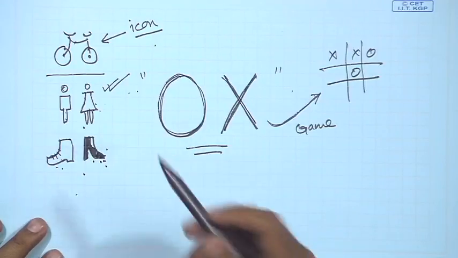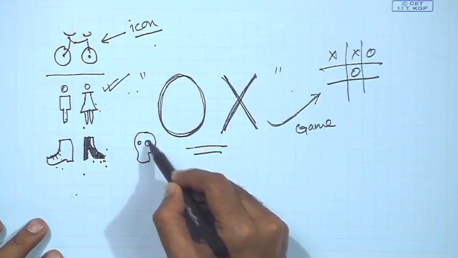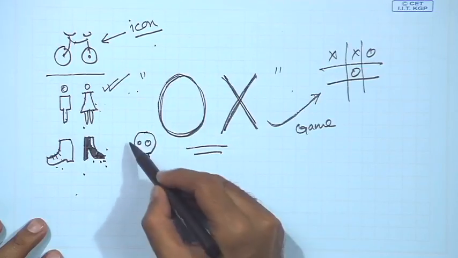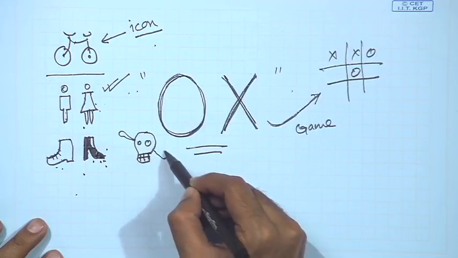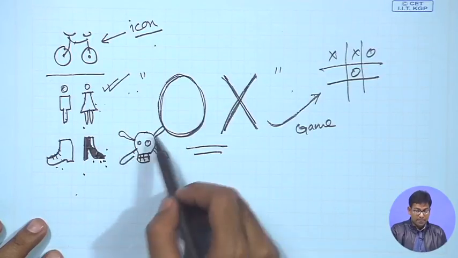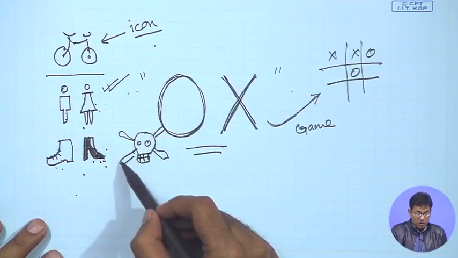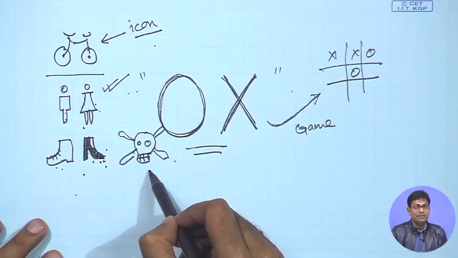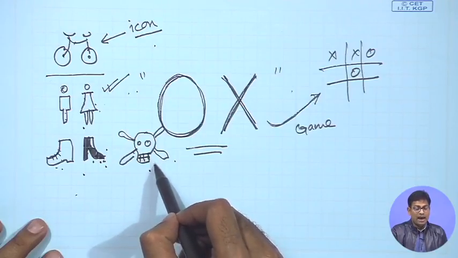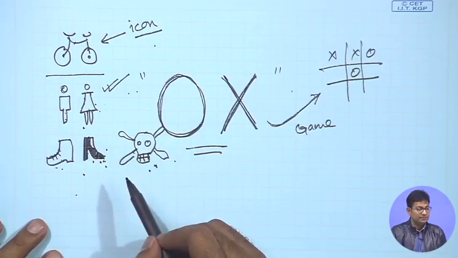Let me give you another example, the way we show danger. We draw a skeleton and we put the bones over here. I am sorry about my drawing today, but this is the way we show the danger sign. There is a causal impact. Why did this happen? This is from death, and death means danger, and hence danger is represented by this. So, this is an indexical sign.